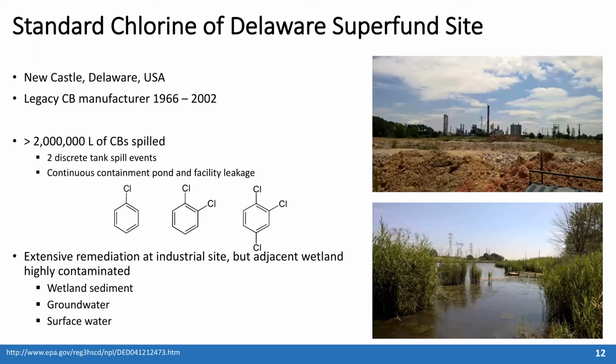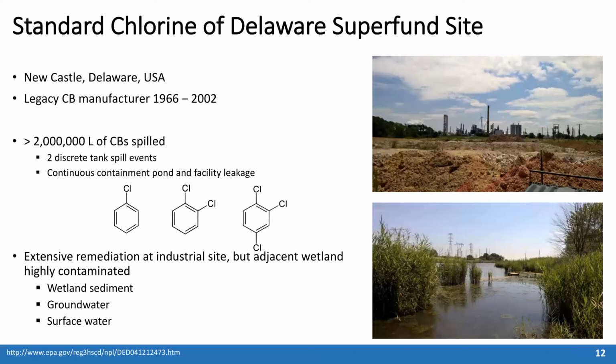So they were shipping this stuff out in rail cars. And they estimate over 2 million liters. And yes, that's right, 2 million liters of chlorinated benzene spilled on their property. And so this has gone through extensive remediation, largely to control the source zone. But it turns out there's an adjacent wetland. So this is a picture, the top picture is sort of the facility. Today, it's mostly barren land with a little bit of leftover buildings.